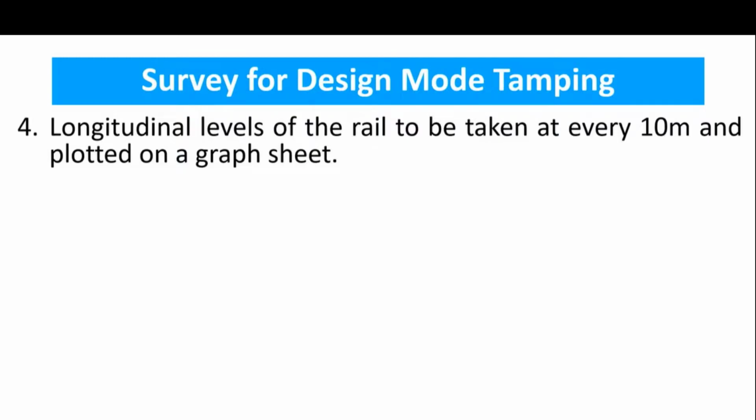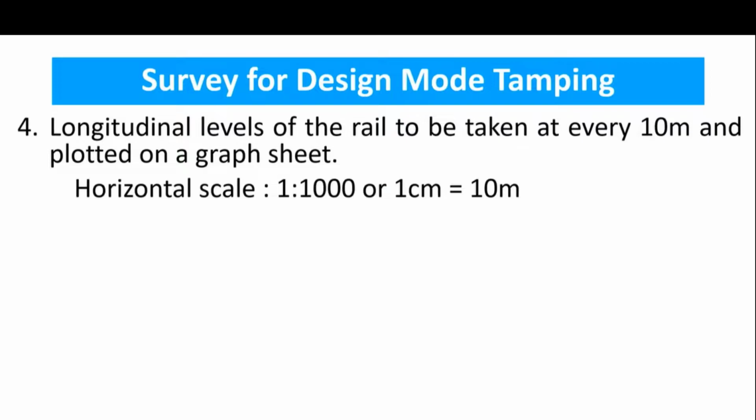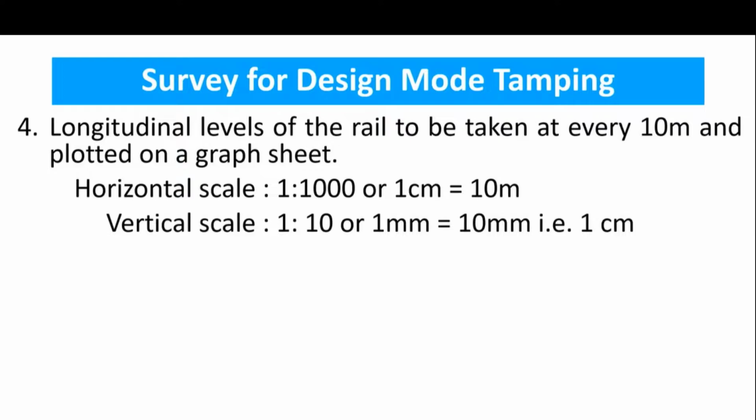Then longitudinal alignment of rails have to be taken at every 10-meter interval, and they have to be plotted in the graph sheet at the scale of 1 centimeter to 10 meter. Vertical scale is taken as 1 millimeter equal to 1 centimeter, 10 millimeter. So 1 is to 10 for vertical profile.